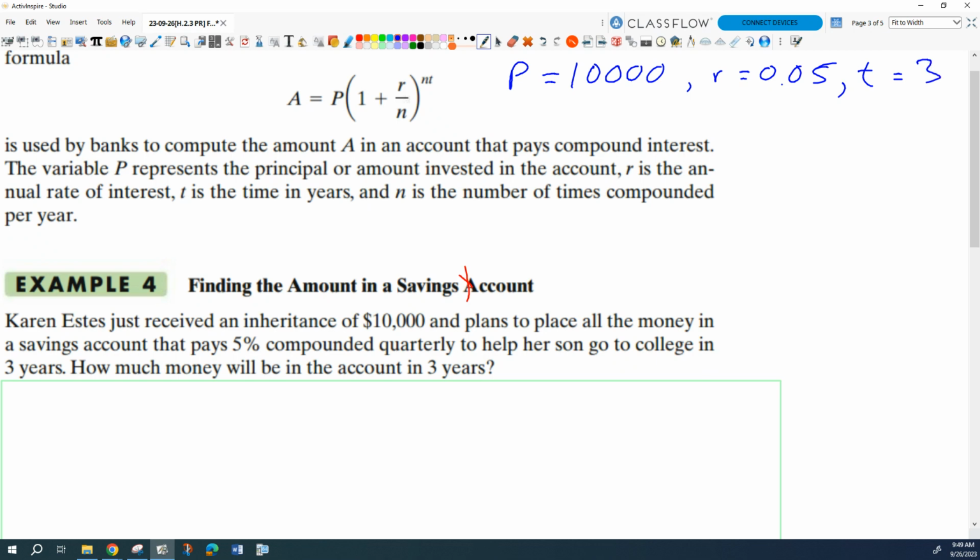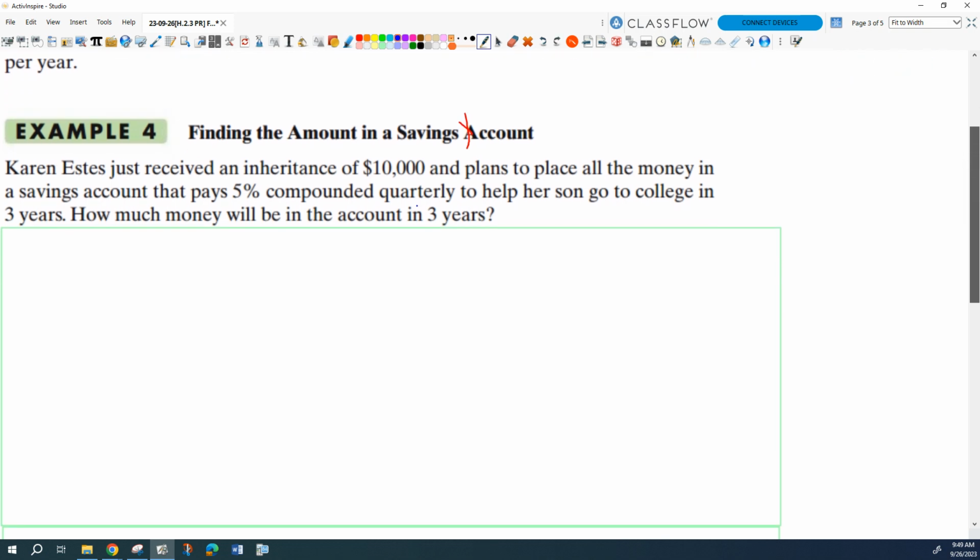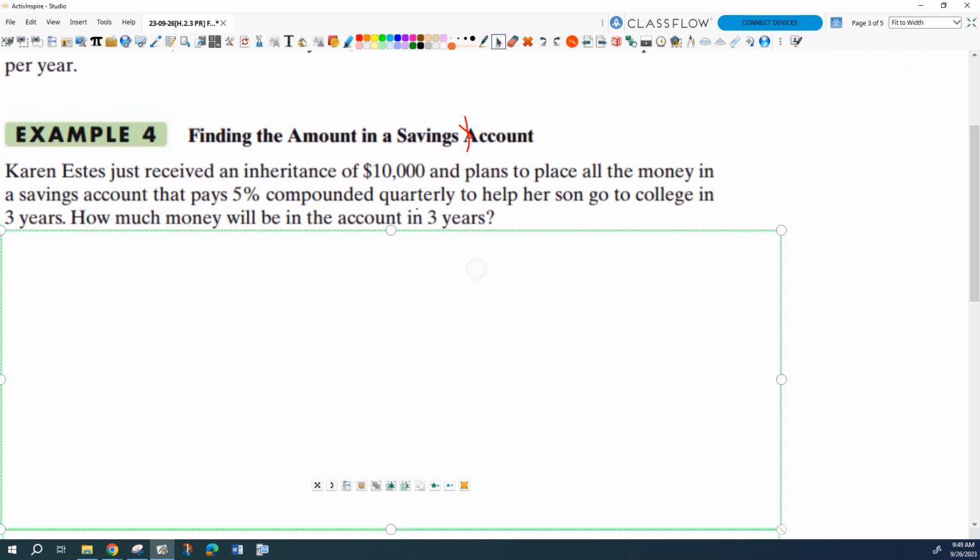And then here's probably the tricky one. What's the number of compoundings per year that makes sense? Because if it's compounded quarterly, that means it's happening 4 times a year. So n equals 4, and now it's just a matter of plugging all that stuff in and calculating. No big deal. Okay, so if we plug all that in, what happens?